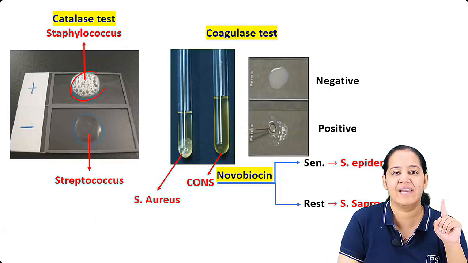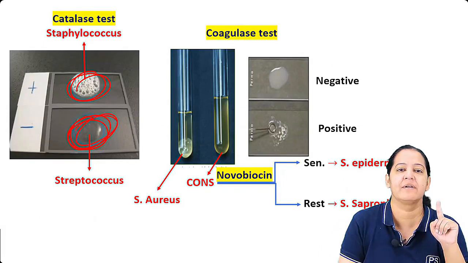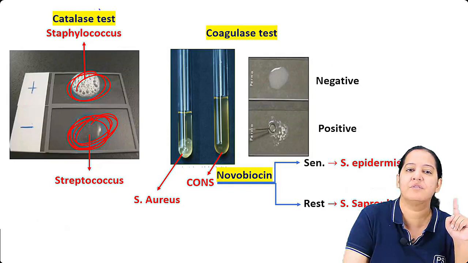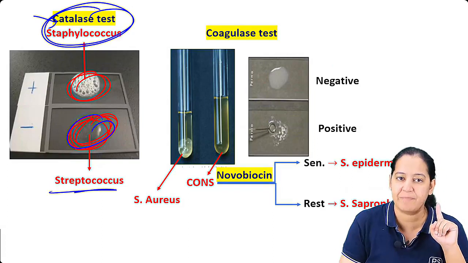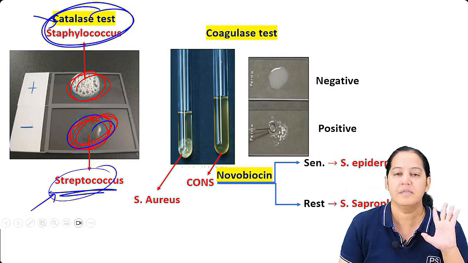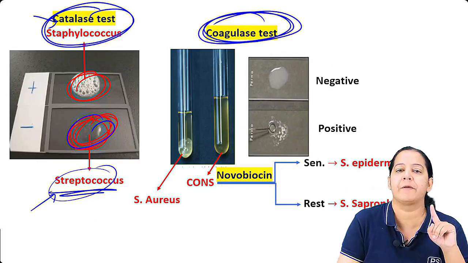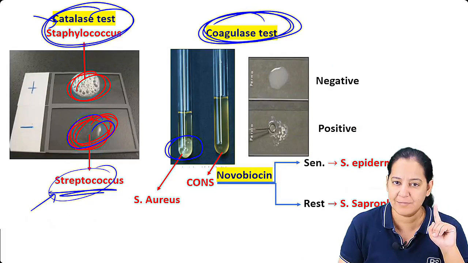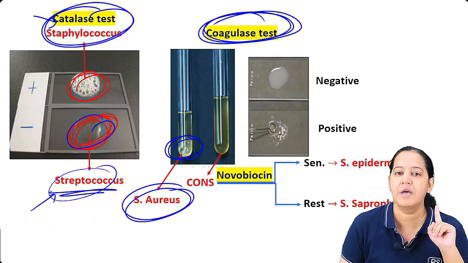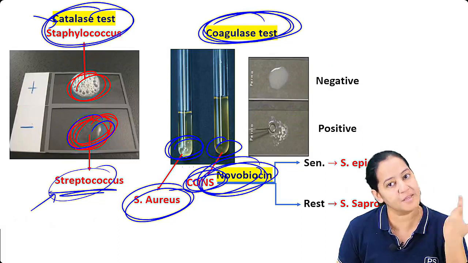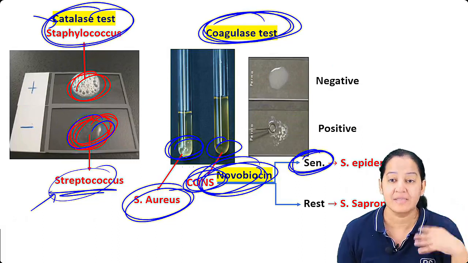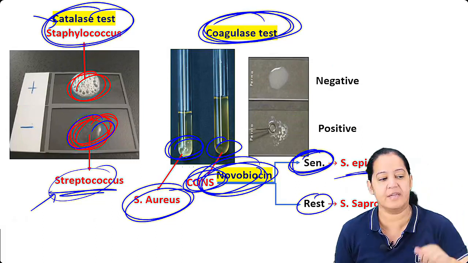You can see catalase positive, catalase negative. So you can see, ma'am, catalase positive is staphylococcus. I can see the bubbles. And here catalase negative is streptococcus. Here we can't see the bubble. ठीक है, उसके बाद आ जाओ coagulase पे. Coagulase positive is only main hero, staph aureus, और coagulase negative is cones. उसके बाद आ जाओ novobacin पे. Novobacin से मर गया, sensitive है, susceptible है तो epidermidis, और resistant है तो saprophyticus.